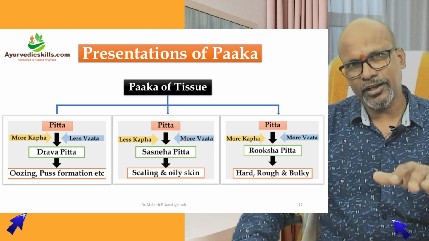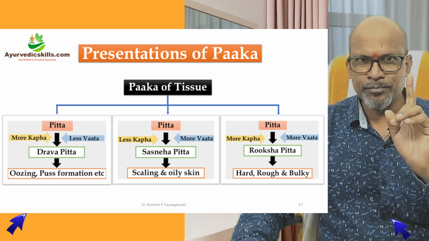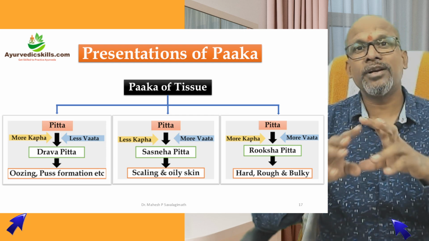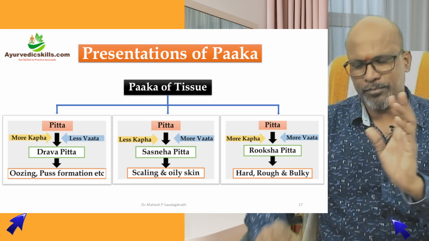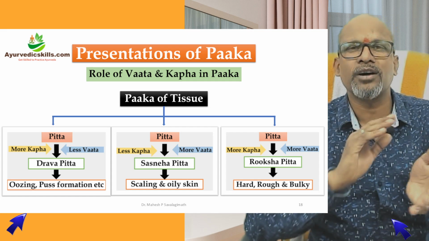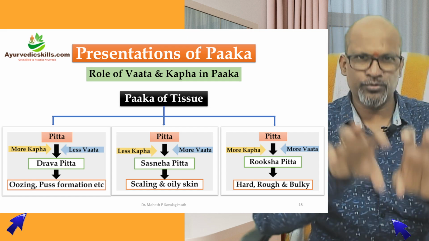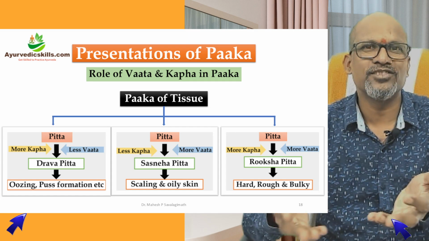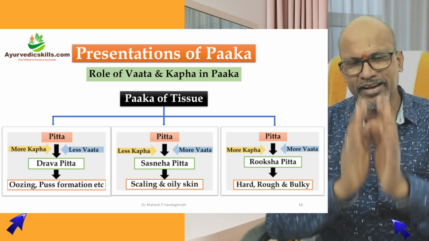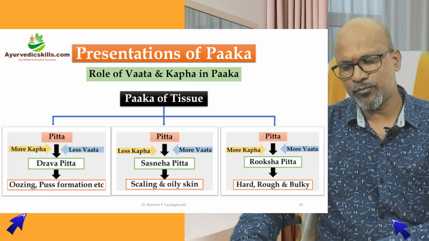Very importantly, as we know, Paaka is by Pitta. Pitta is responsible for Paaka. But to what extent and how that Paaka is going to happen is dependent on the association of Kapha and Vata with Pitta. How much Vata and how much Kapha is going to associate with the Pitta, depending on that, the Paaka will change. Hence, the product will be like that. So there are three. We'll see them one by one.